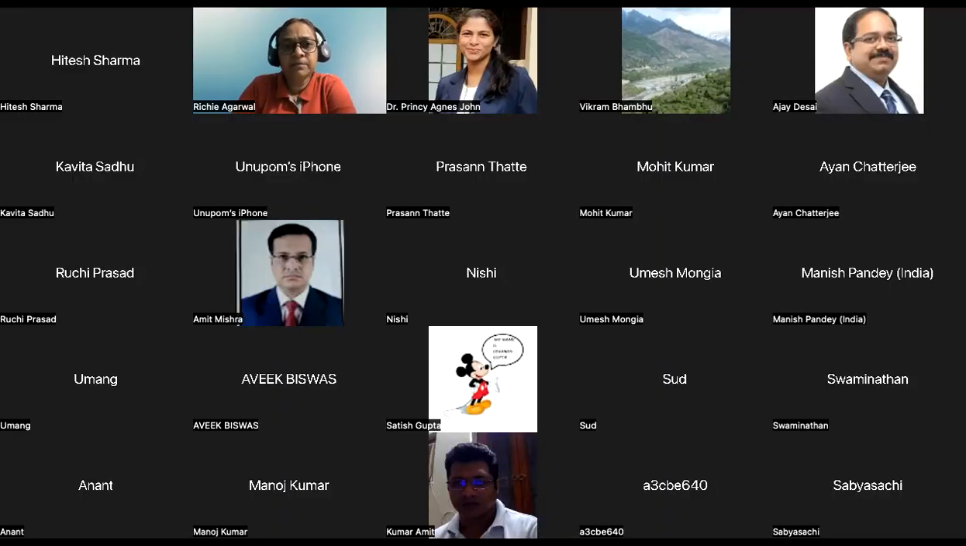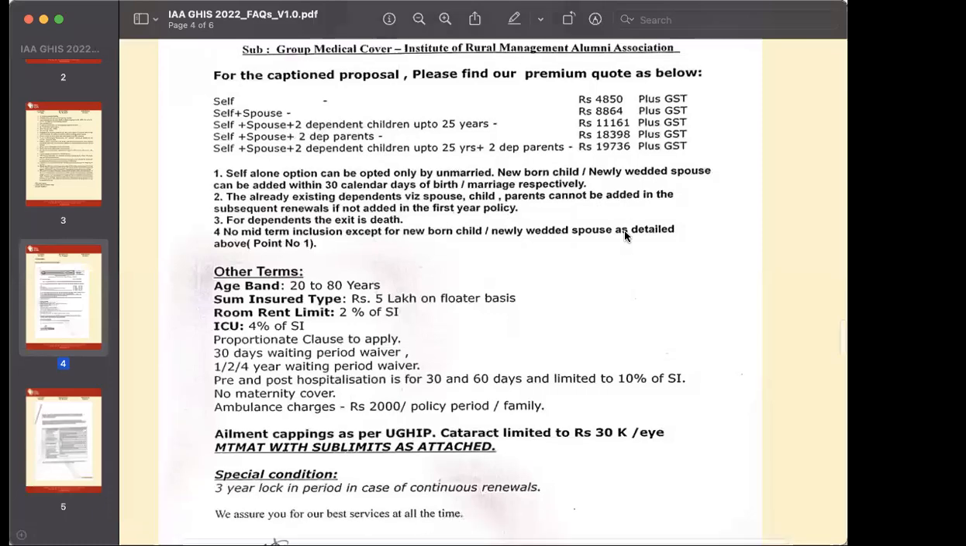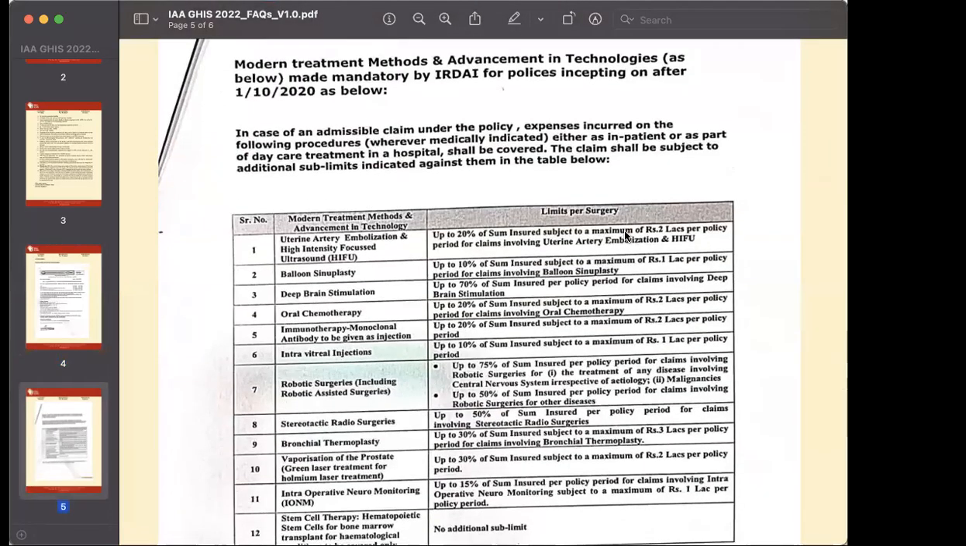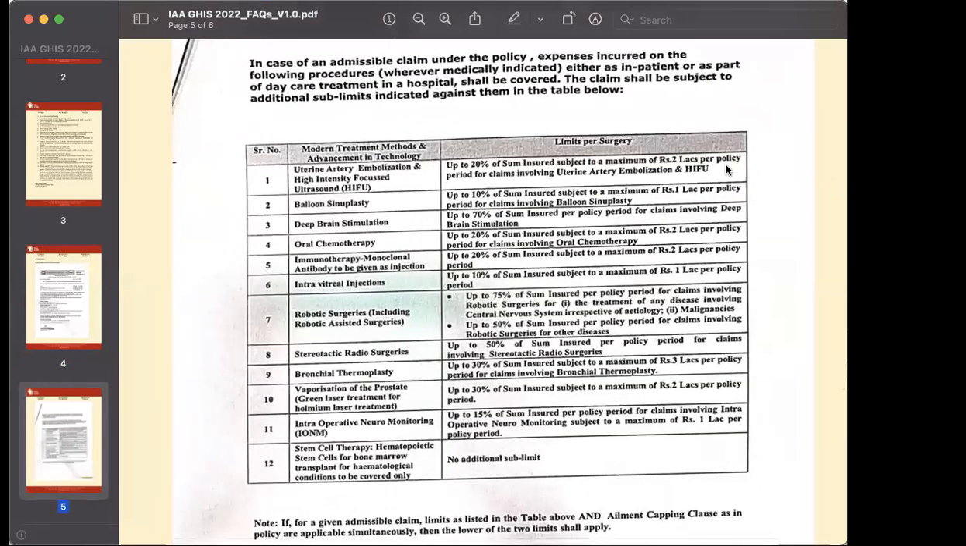Does it clarify? Yeah. Can you display that limit chart again? I will. Yeah. This one? Am I audible? Yeah.